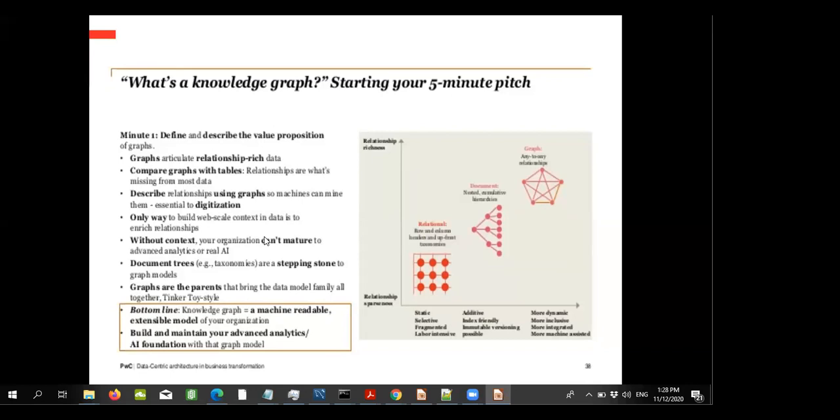Web scale is a different thing to talk about. We tend not to use the web. So when we model data, we tend to make data very local. It gives us limited opportunities. We should be using the web fully. Without context, your organizations can't mature to advanced analytics or AI. There's no intelligence without context. Ask any psychologist.